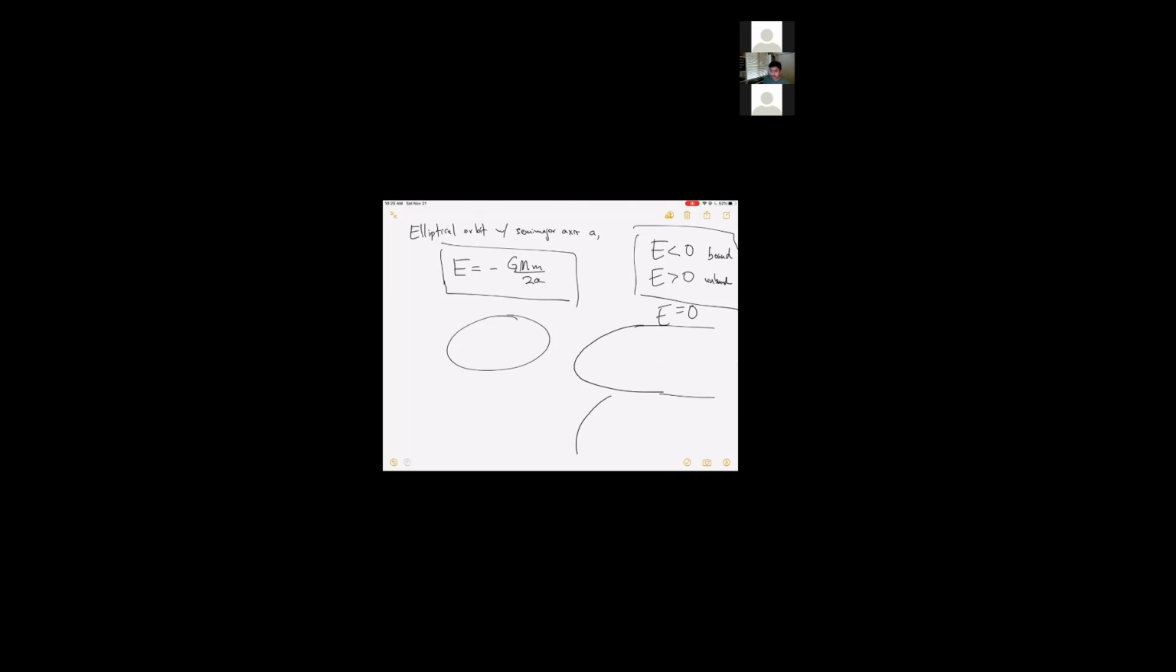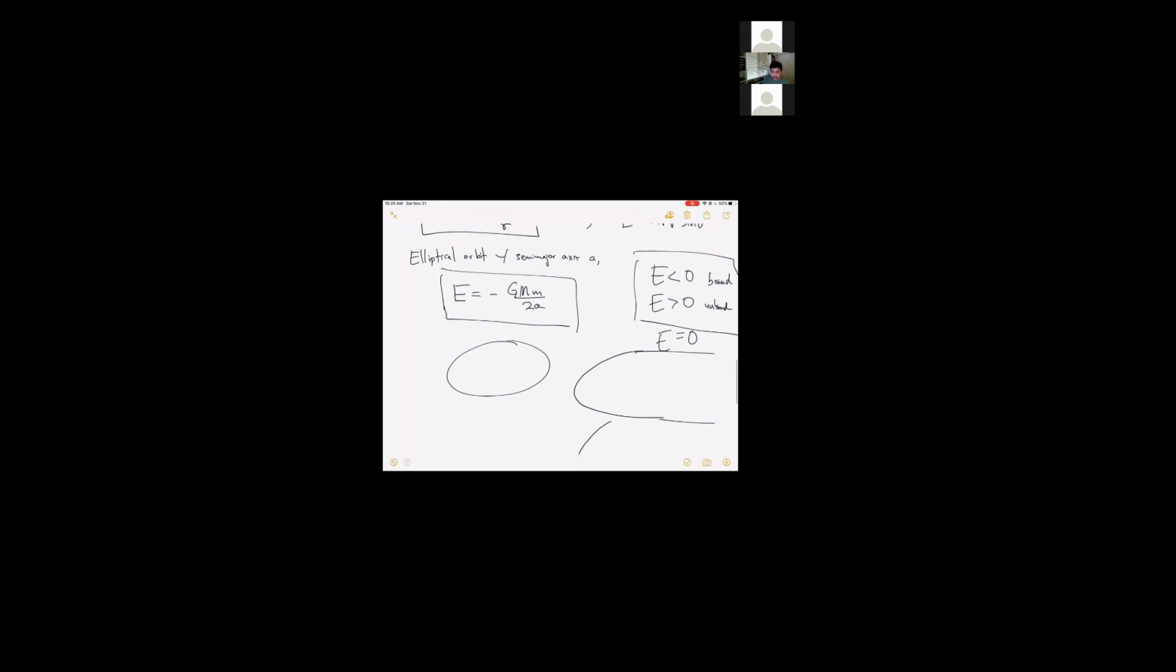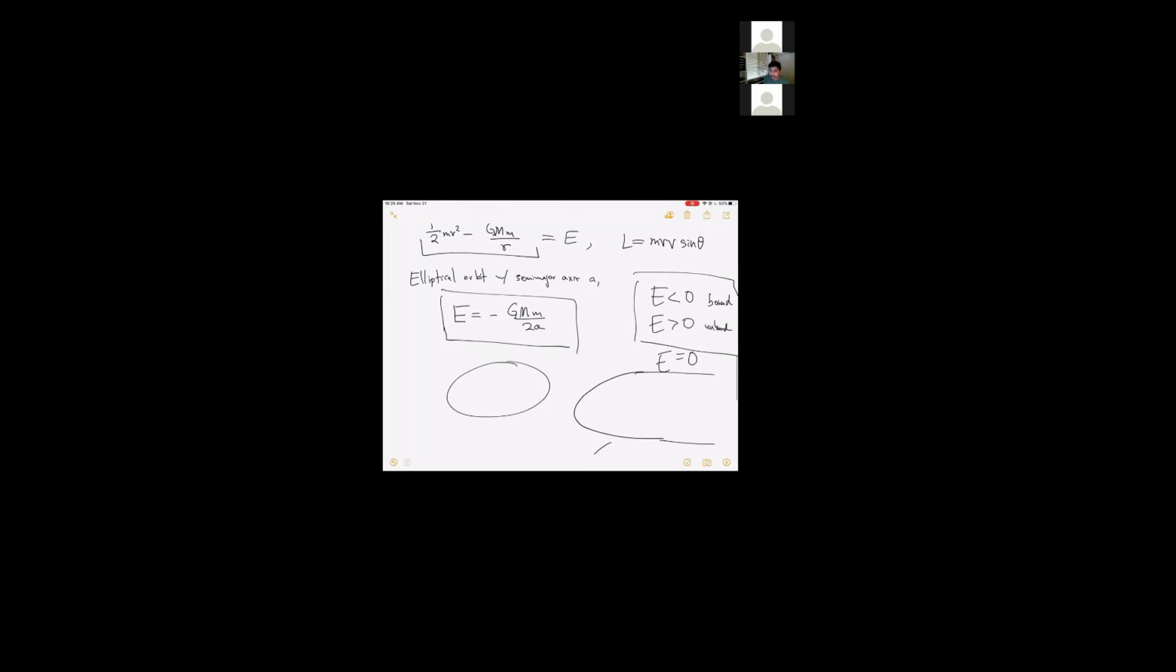E equals 0 corresponds to the parabola. And this is related to the concept of escape velocity, which is the minimum velocity you need to escape, the minimum velocity needed to be unbound. You want to set E greater than or equal to 0. And that's how you can solve for the escape velocity in any case.